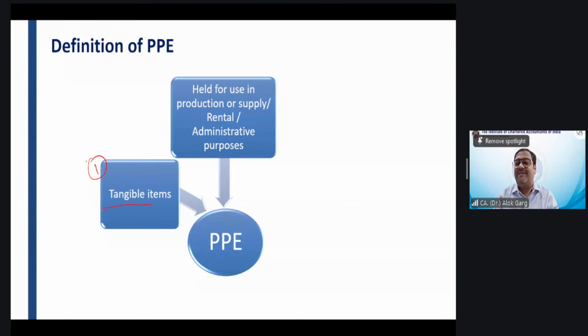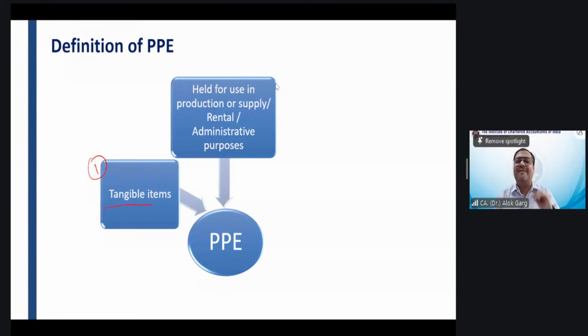Yogendra is saying yes, sir. Saminathan is saying Ind AS 40 will apply. Ravinder is saying should be, sir. Okay, very good. Whatever I have taught you, I told the PPE has to be a tangible item, and this tangible item has to be used for the purpose of production or supply or rental or for administrative purposes. And I have taken an example of a building which is held for rental purposes. So will it be PPE?